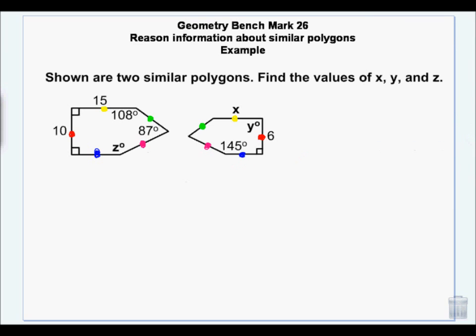Now the angles, angle Y is between yellow and red. Did you see that? So angle Y is going to be congruent to this angle over here that's between yellow and red. So angle Y is 90 degrees. Did you see that? So that's going to be this one right here.